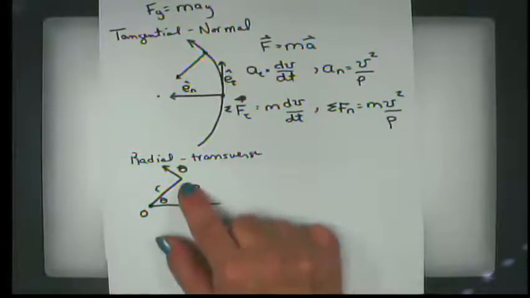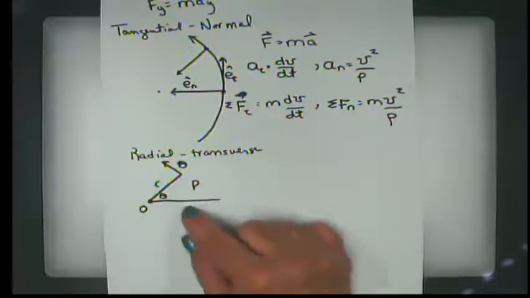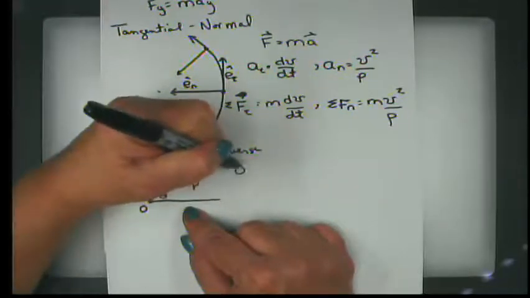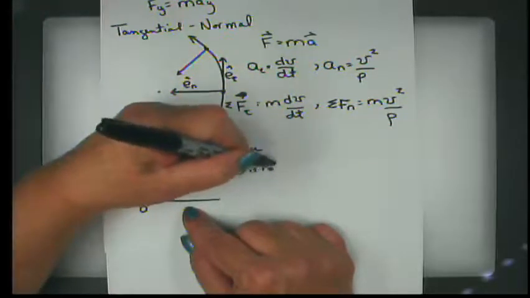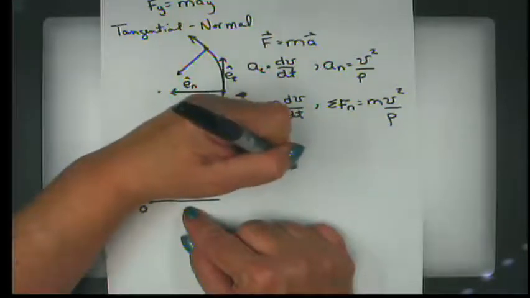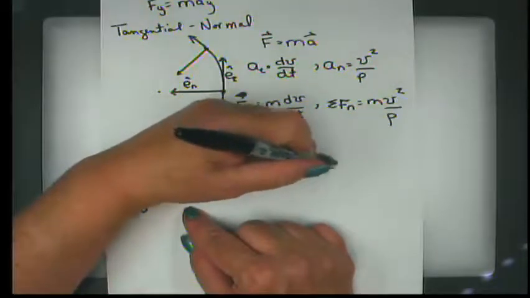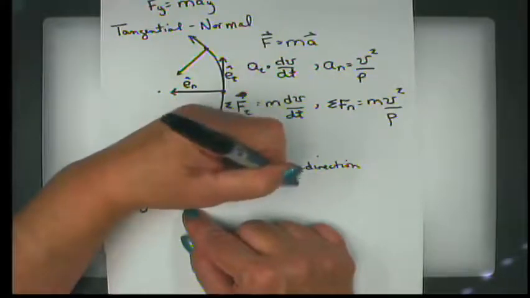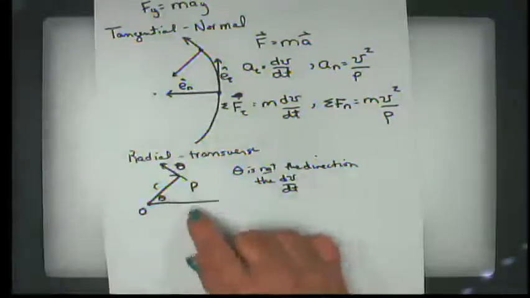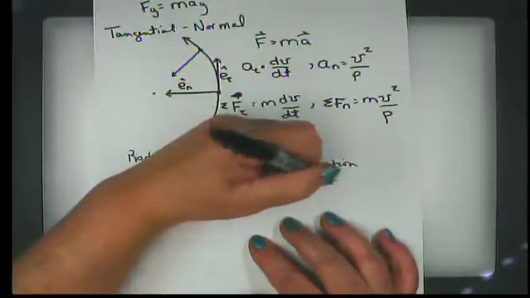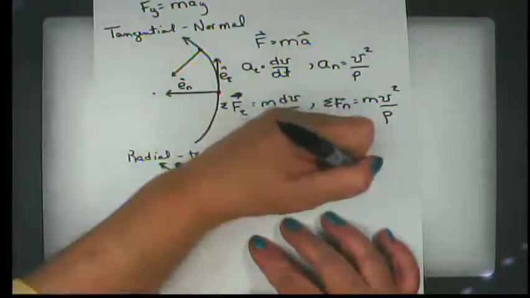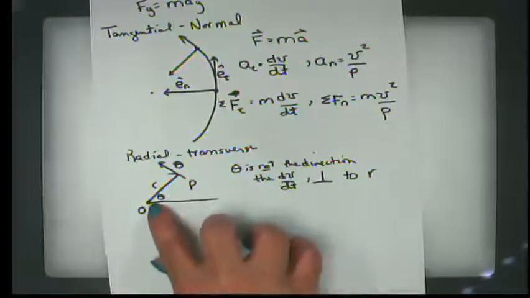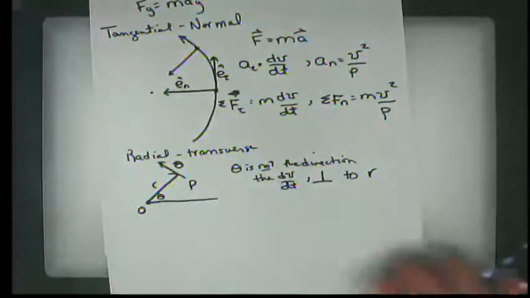So when we do radial transverse components, theta is not the direction that relates to the change in the dv/dt term. It's just perpendicular to the r direction, which is directed toward the pivot point of that apparatus.